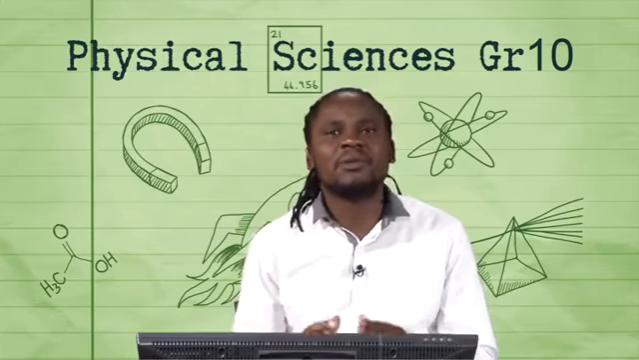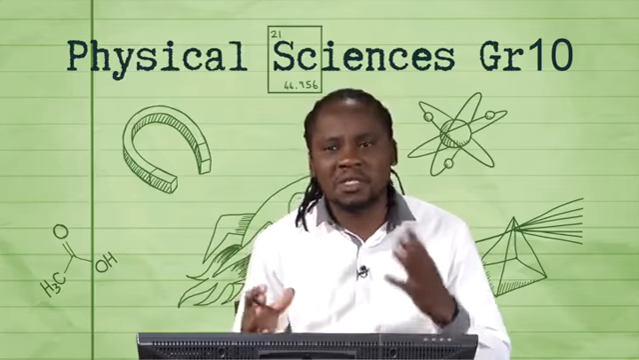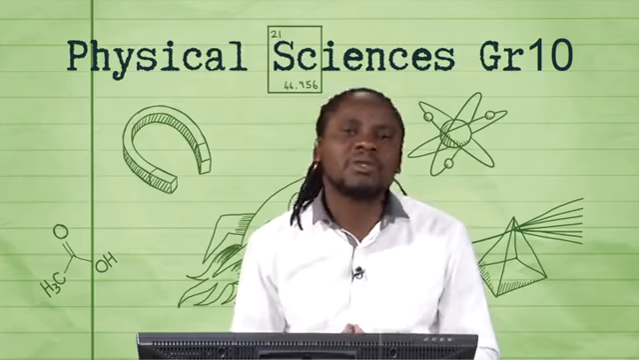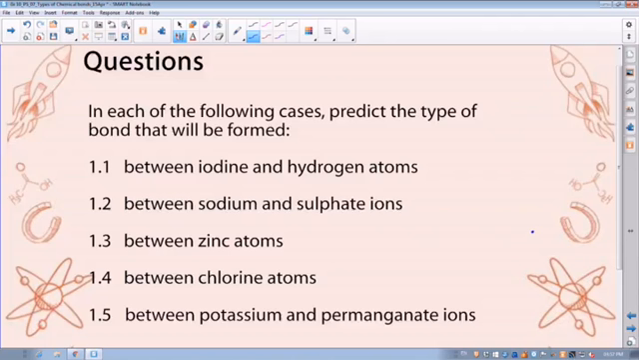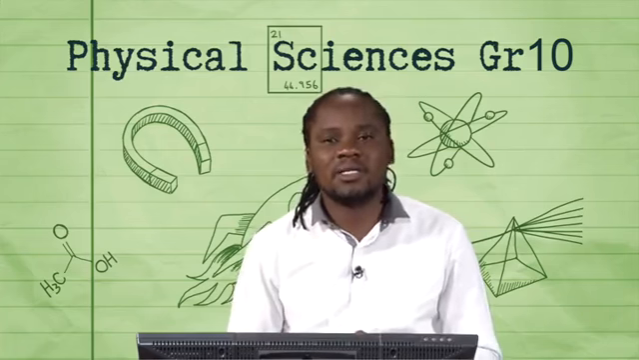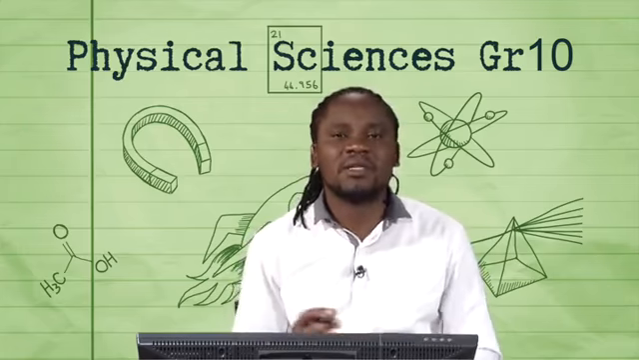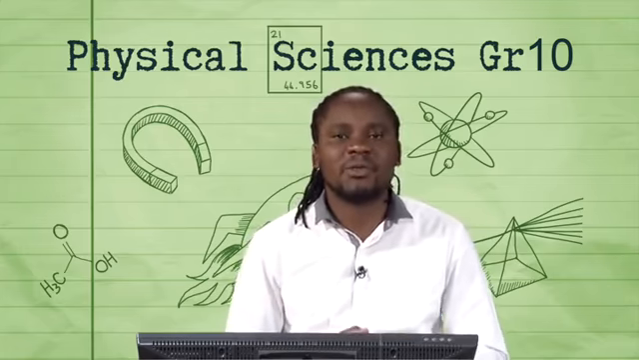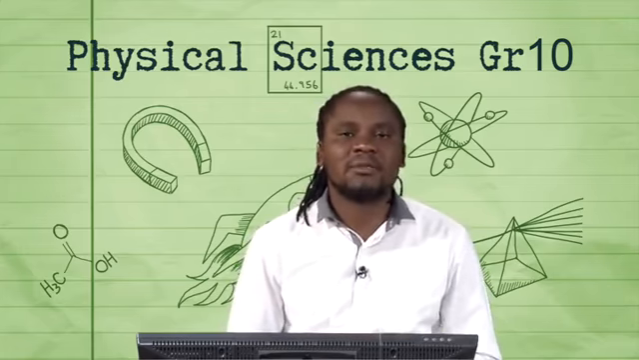Then we shall do our feedback as a collective and see how best we can respond to these types of questions. The first question says, in each of the following cases, predict, so prediction is a skill in science, the type of bond that will be formed. In each case, I'm going to give you 3 minutes to attempt that. Then we shall consolidate and see how best we're supposed to respond. All the best, guys. 3 minutes.